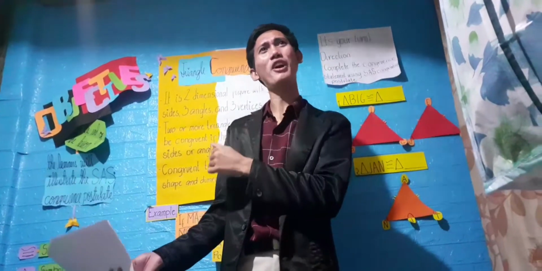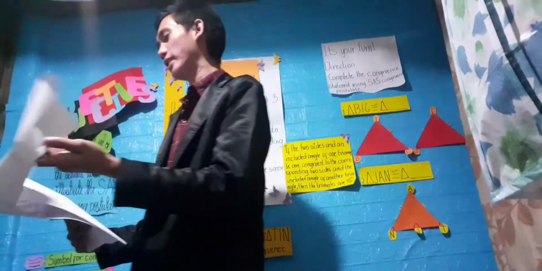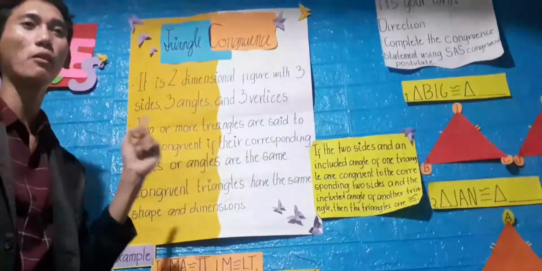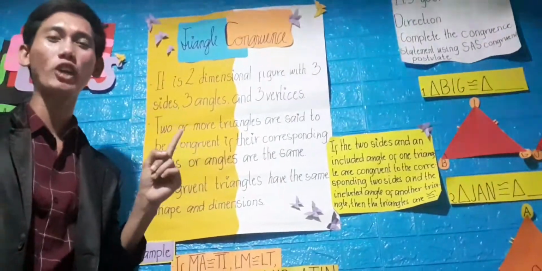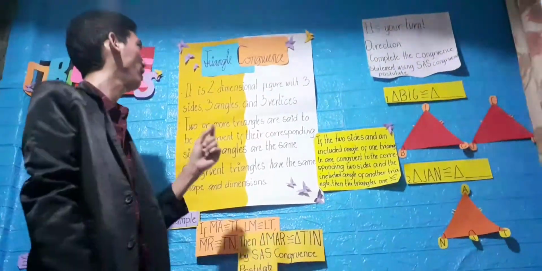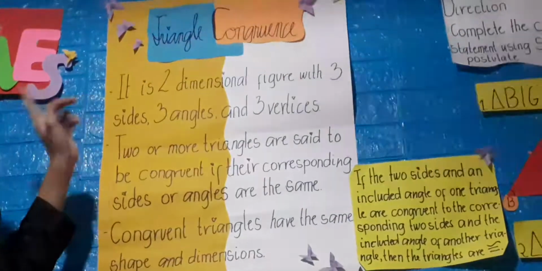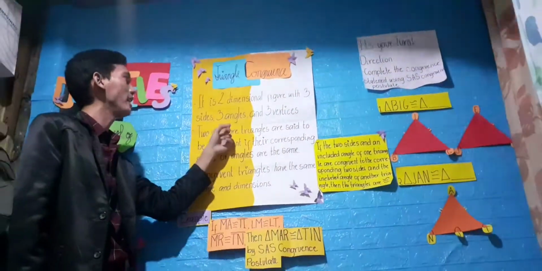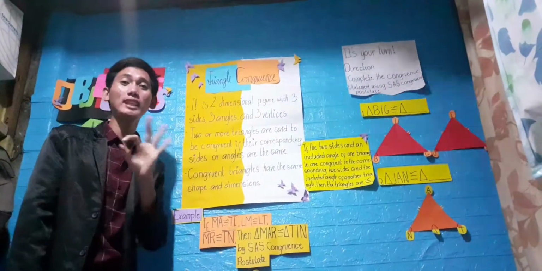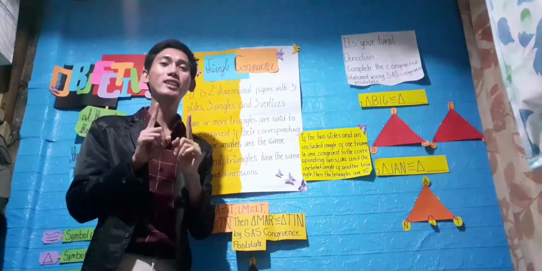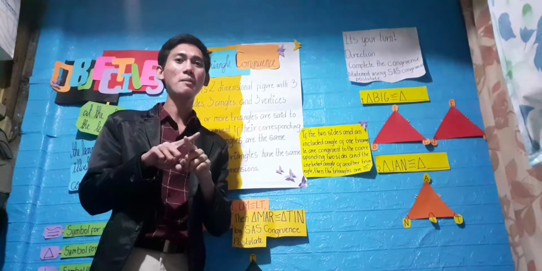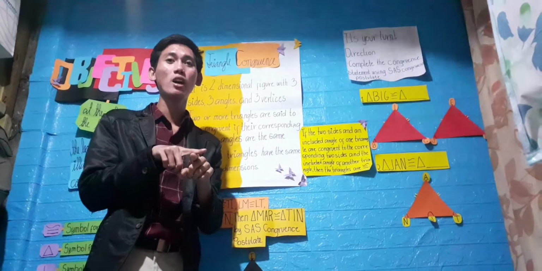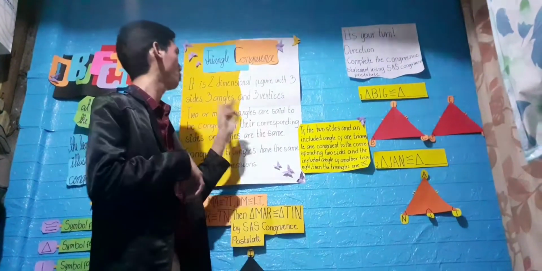So, let's move on to our discussion. Let's continue with our topic, which is all about triangle congruence. First, let us identify what triangle congruence is. I have the definition here. A triangle is a two-dimensional figure with three sides, three angles, and three vertices. When we talk about triangles, right? Triangles have only three sides. We cannot consider them to have four sides because a triangle has only three sides, also three angles, also three vertices.